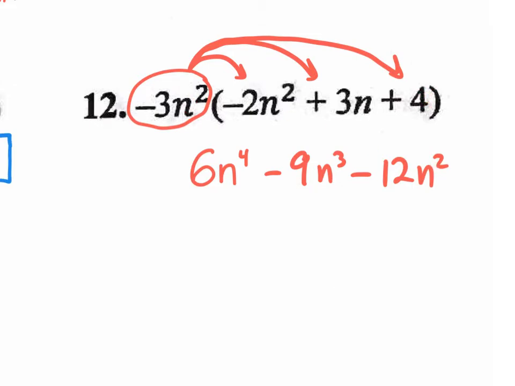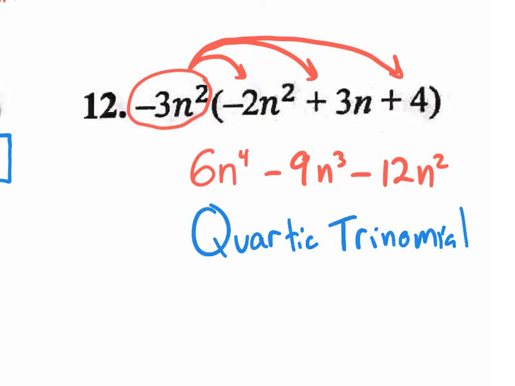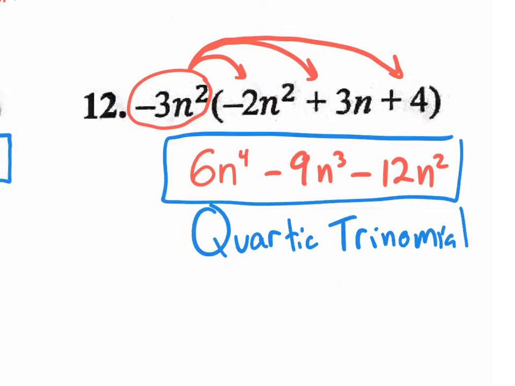That's your answer, and that would also be a quartic trinomial. Again, the answers on the back, they don't have this classified. That's the answer, 6n to the fourth minus 9n to the third minus 12n squared. But I'm just classifying it to help you be more comfortable with the vocabulary.